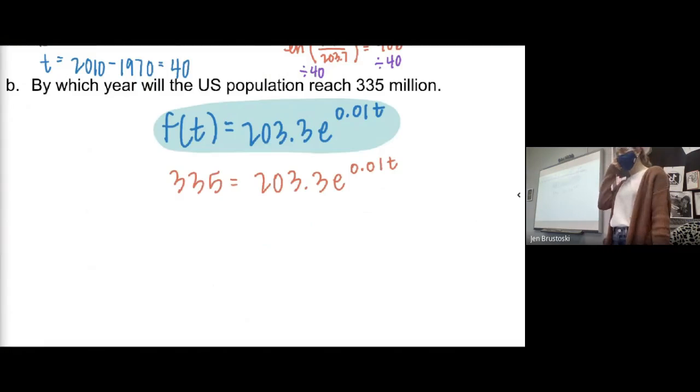All right, someone help me out. What do I have to do first? What do I need to solve for t? Yeah, Kayla? Perfect. Divide by 203.3.